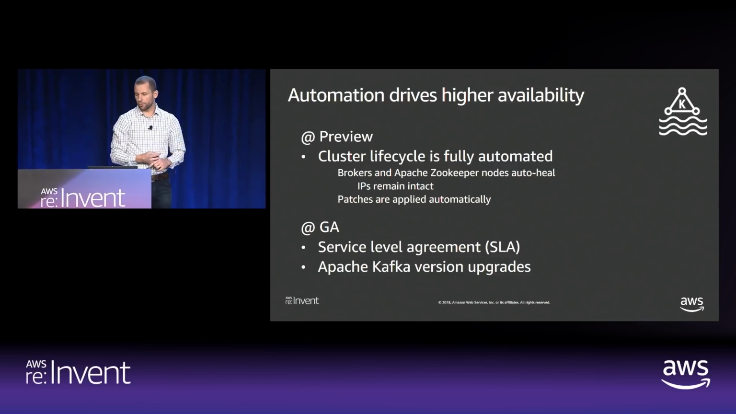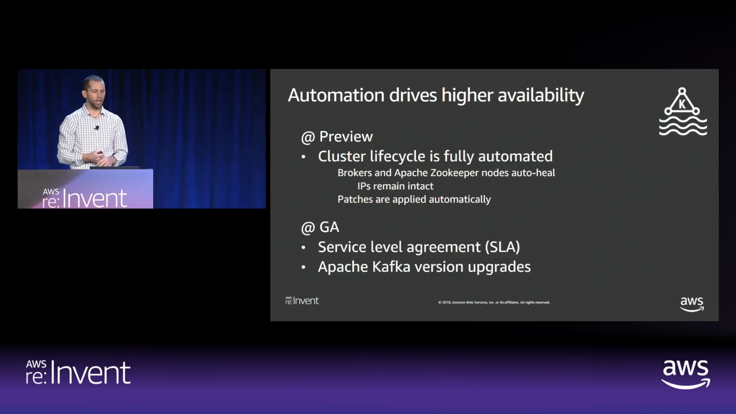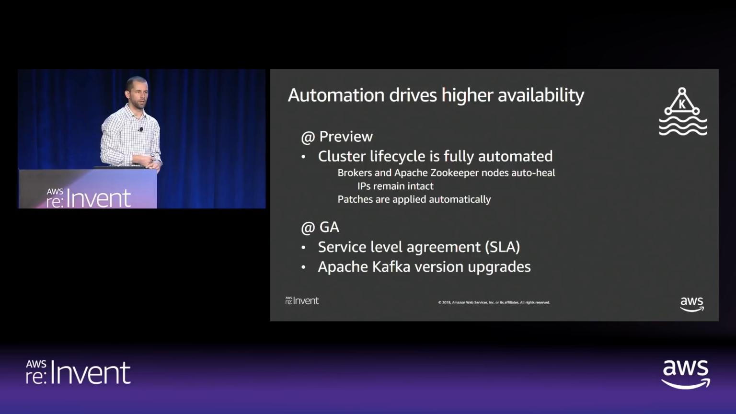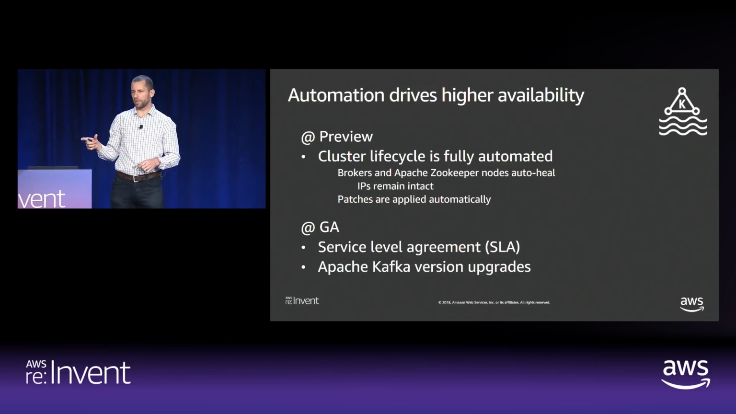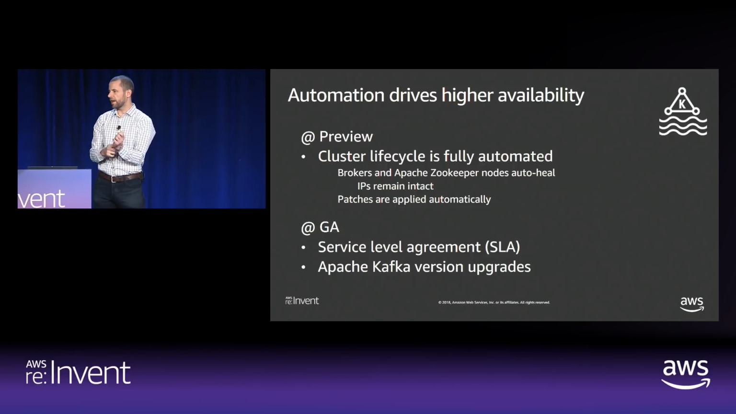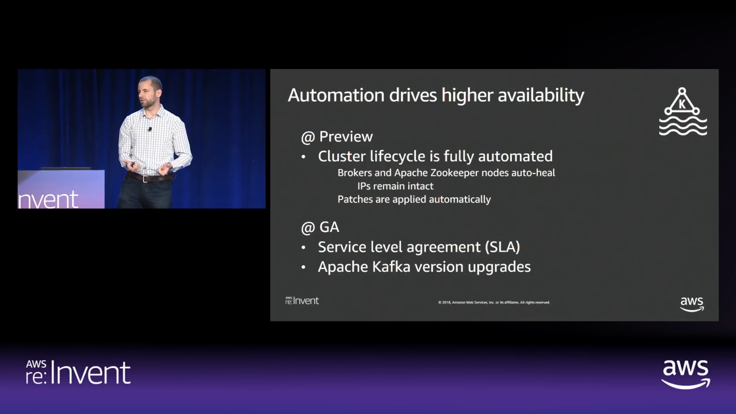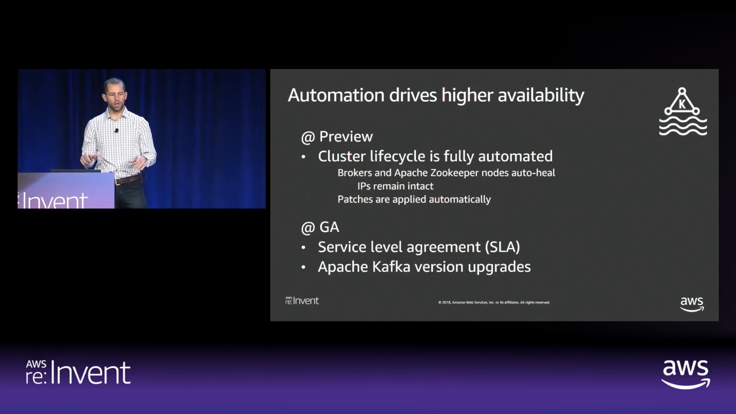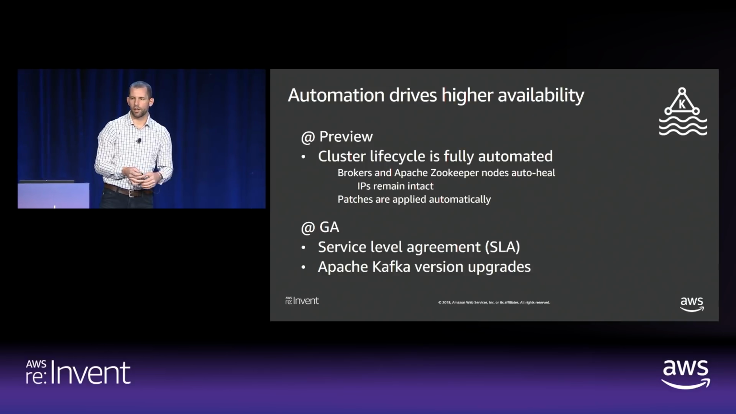So in preview, we have fully automated the life cycle of your brokers in Zookeeper nodes. So for example, if one of those failed, we're going to take care of it for you. That means we're going to automatically detect that failure and then reintroduce a new node, so the IPs remain intact. And then finally, if there are any patches required throughout the time that you're running the cluster, we're going to automatically apply those for you.